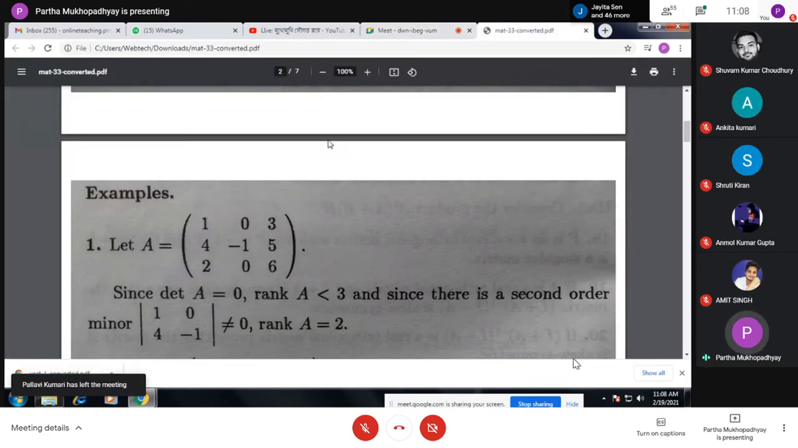the linear combination of other vectors. Now again, what do you know by linear combination of vectors? That is the vectors when multiplied with some scalar. Suppose I multiply the first row, first vector with c. So it will be c, 0 and 3c. We multiply the second vector with suppose c1. So it will be 4c1, minus c1 and 5c2.